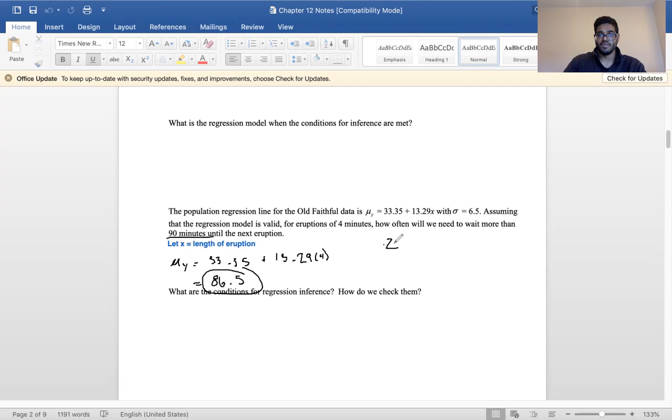And like we said above, this is approximately normal, so I can use a z-score. You can go 90 minus 86.5 divided by the standard deviation. Okay, and then find the corresponding p-value from there. That's a good little review.